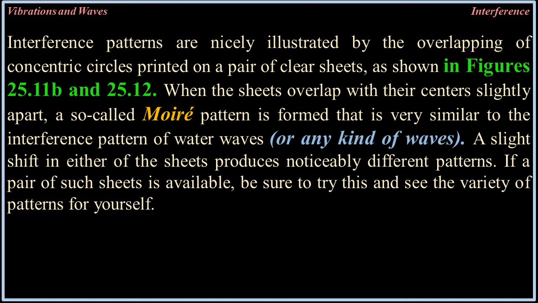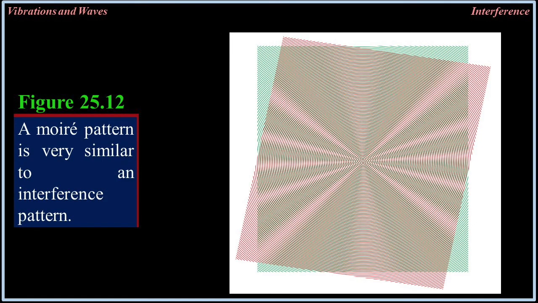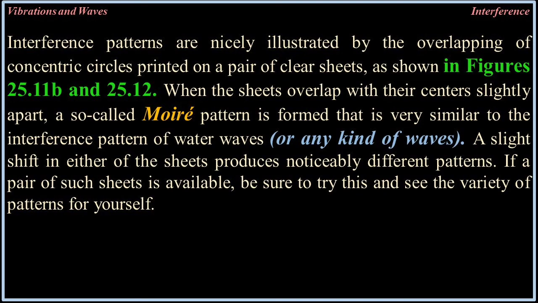Interference patterns are nicely illustrated by the overlapping of concentric circles printed on pairs of clear sheets, as in figures 2511b and 25.12. When the sheets overlap with their centers slightly apart, a so-called moiré pattern is formed that is very similar to the interference pattern of water waves or any kind of waves. A slight shift in either of the sheets produces a noticeable difference in the pattern.